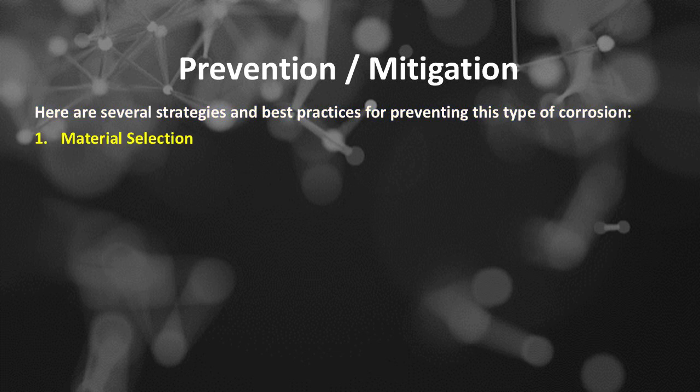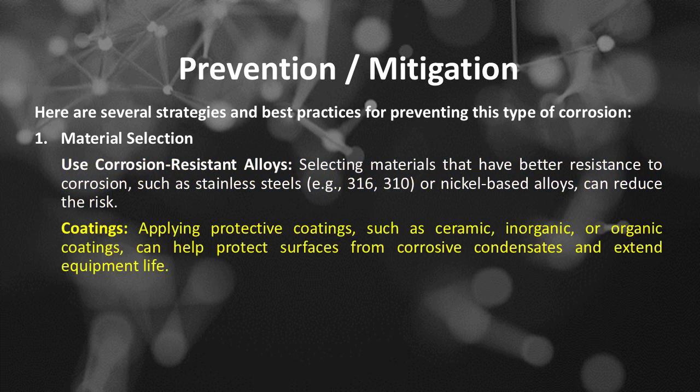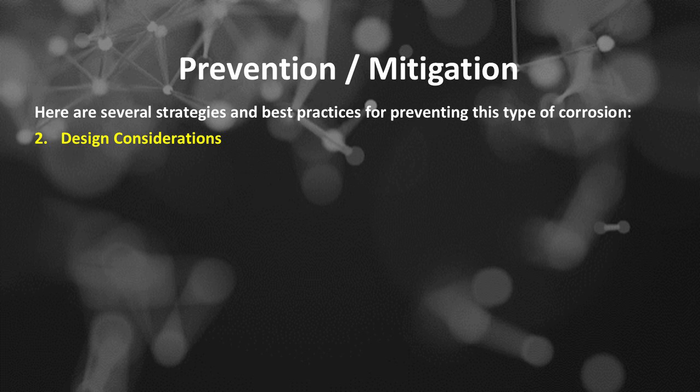Number 1 is material selection. Use corrosion-resistant alloys, selecting materials that have better resistance to corrosion, such as stainless steels, e.g., 316, 310, or nickel-based alloys, can reduce the risk. Coatings. Applying protective coatings, such as ceramic, inorganic, or organic coatings, can help protect surfaces from corrosive condensates and extend equipment life. Number 2 is design considerations.